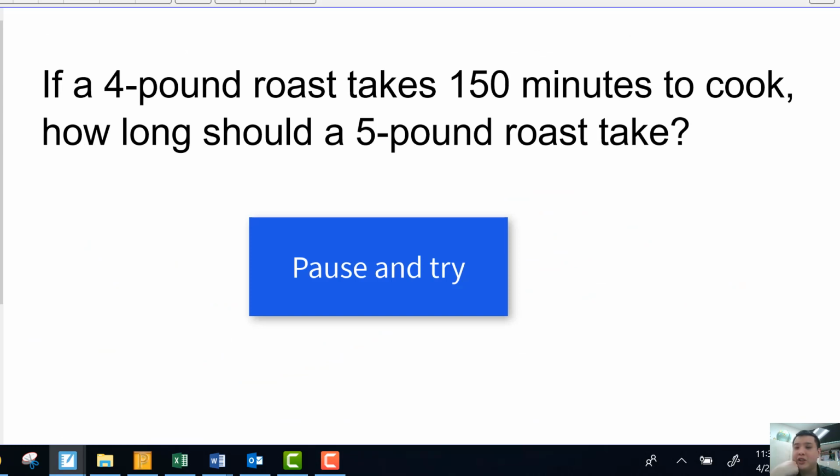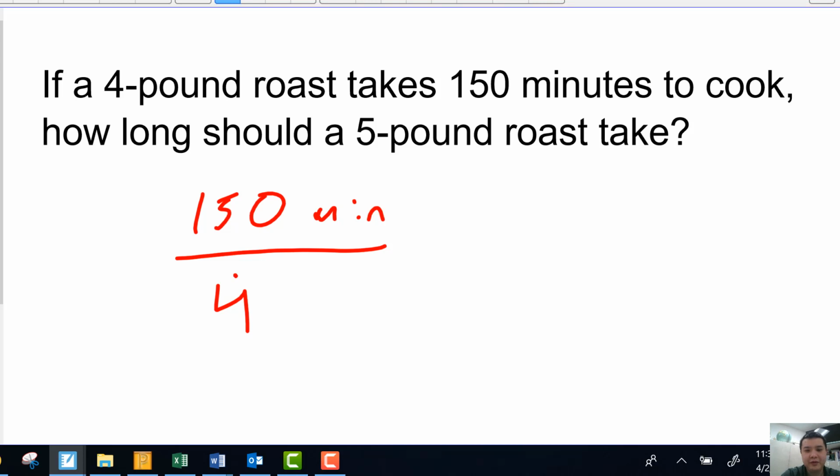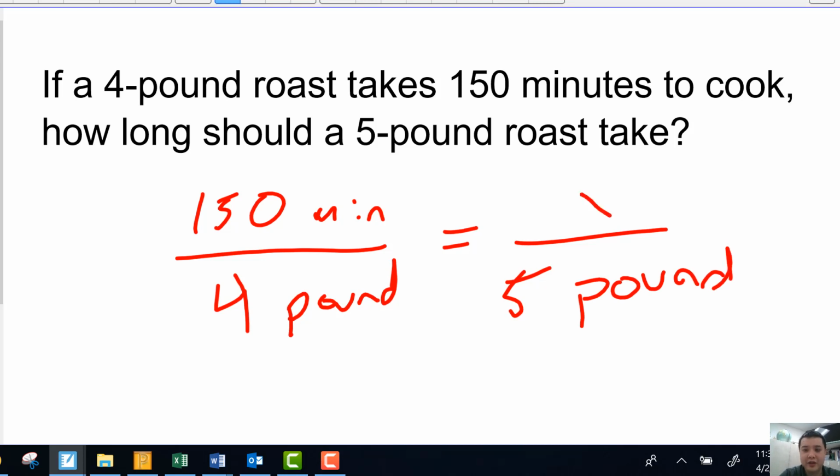Try setting this one up on your own. If a 4-pound roast takes 150 minutes to cook, how long should a 5-pound roast take? We would set this up using the ratio that's given. So it takes 150 minutes to cook a 4-pound roast. We're going to set that equal to what it would be for a 5-pound roast. And we don't know how long it would take. So the top part is going to be time, and this part is the weight.